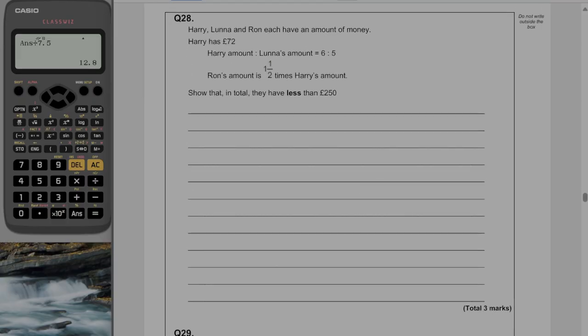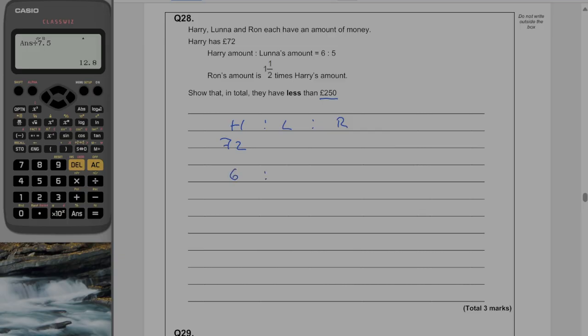Right, question 28. Harry, Luna and Ron each have an amount of money. Harry has £72. Harry's amount to Luna's amount is 6 to 5. Ron's amount is 1.5 times Harry's amount. Show that in total they have less than £250. Okay, right, so our 3 people, H, L and R. We know that Harry has £72. We know that Harry to Luna's amount is 6 to 5.